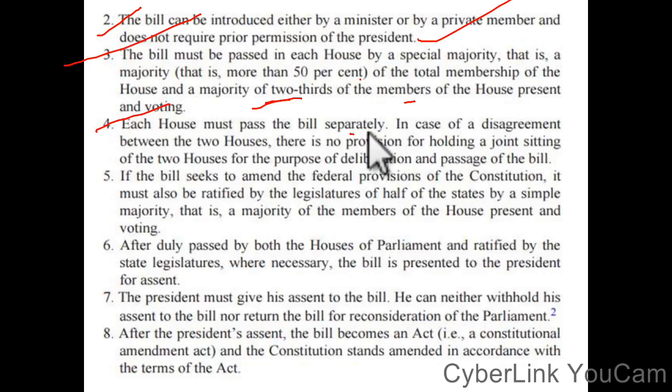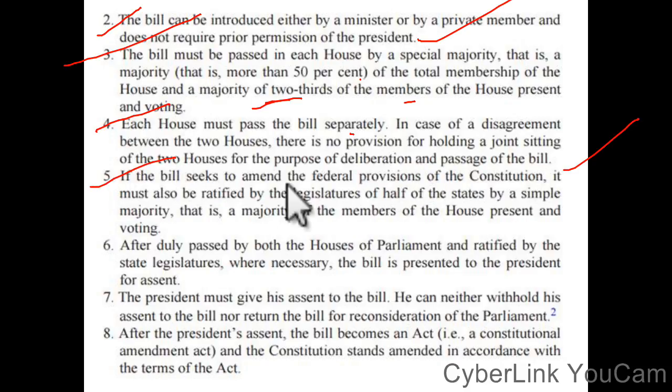In case of a disagreement between the two Houses, there is no provision for holding a joint sitting of the two Houses for the purpose of deliberation and passage of the bill.